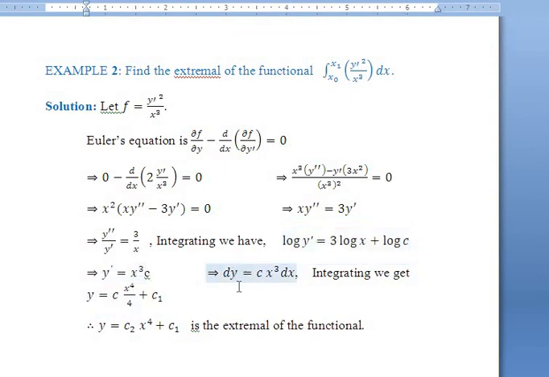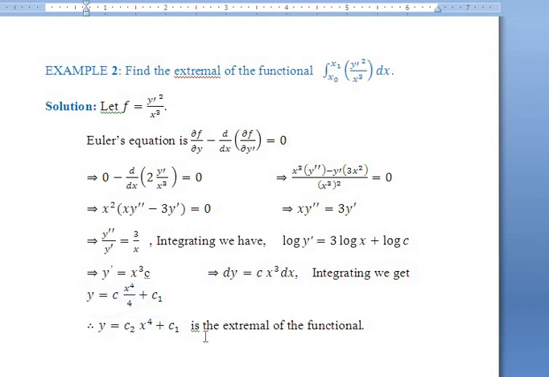Then y dash is dy by dx, so taking it into variable separable form and integrating separately with respect to x and y, dy integration gives y, then c x cube with respect to x is c x raised to 4 upon 4 plus the constant of integration c1. Therefore y is equal to c2 x raised to 4 plus c1. This is the required extremal of the given functional. This itself is the solution of the given problem.